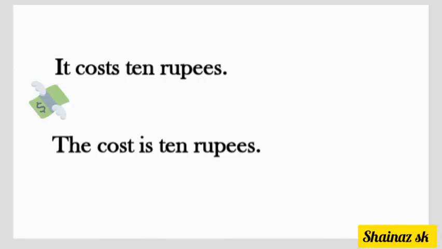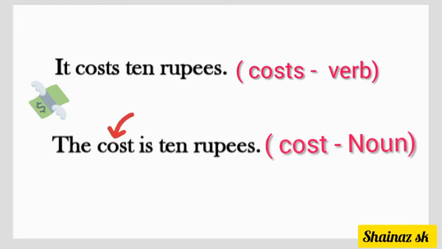See here, it cost 10 rupees. Here the word cost is verb. See the next sentence, the cost is 10 rupees. Here cost is used as a noun. So in this way, we can use noun in place of a verb.